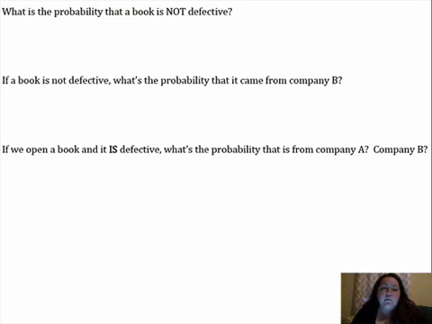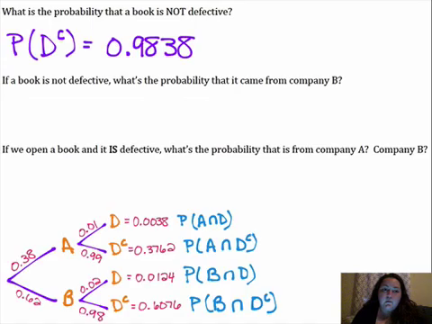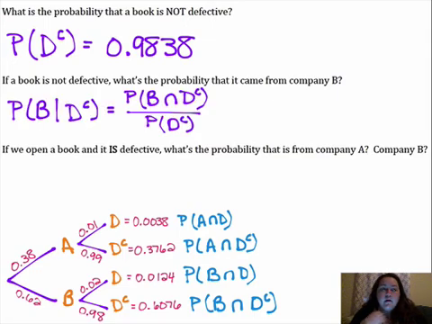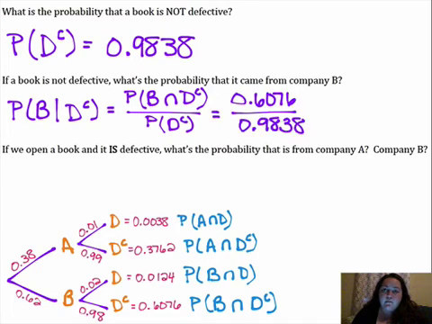Alright, what's the probability that a book is not defective? Well, if I add those all up, the 0.3762 and the 0.6076, I get 0.9838. If a book is not defective, what's the probability that it came from company B? So, it came from company B given it's not defective. Alright, so I'm looking for the intersection of B and the complement of defective, which is 0.6076 divided by the probability that it's not defective, which we just found. I get 0.6176, so 62% about.